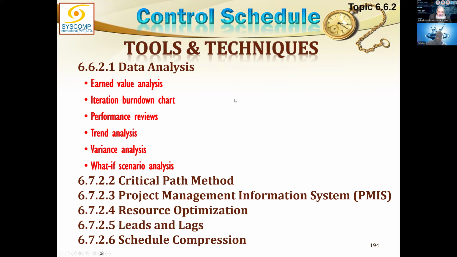In tools and techniques, like I said, we have got a lot of things. Data analysis: we have earned value, iteration burn down for agile, performance reviews, trend analysis, variance analysis, what-if scenario analysis. We talk about these, and then we have critical path. We have already discussed it in quite a bit of detail. I think the remaining things are not much worth discussing here, but these things are important, so we need to talk about these.